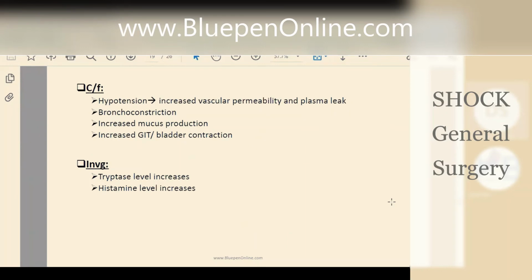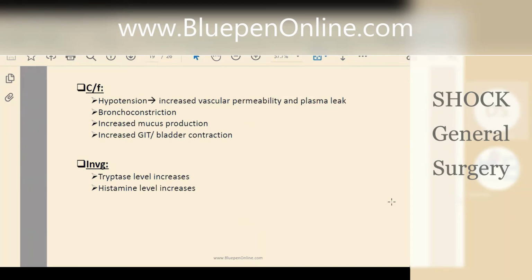What are the clinical features seen in anaphylactic shock? There will be hypotension, because there will be increased vascular permeability, which causes leak of plasma from the intravascular area to the extravascular area, and this will lead to decreased blood volume and cause hypotension. Then there will be bronchoconstriction, because there will be increased mucus secretion, leading to bronchoconstriction and difficulty in breathing. There will also be increased GIT and bladder contractions.